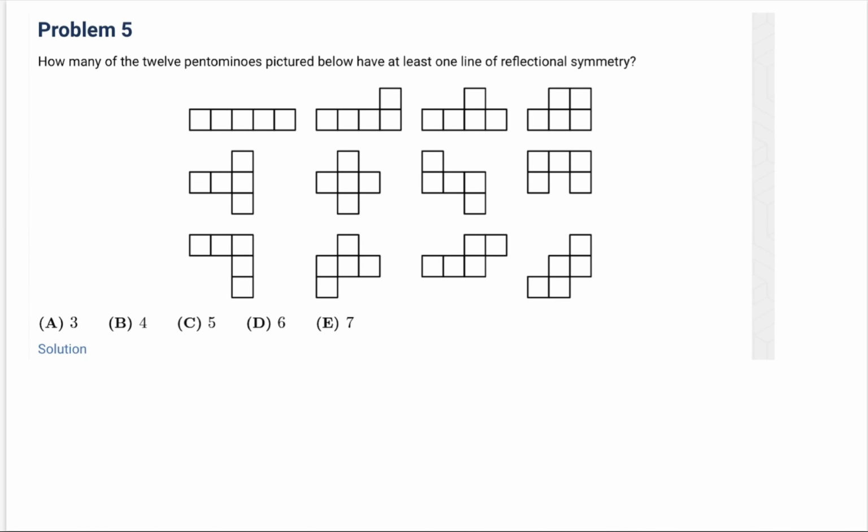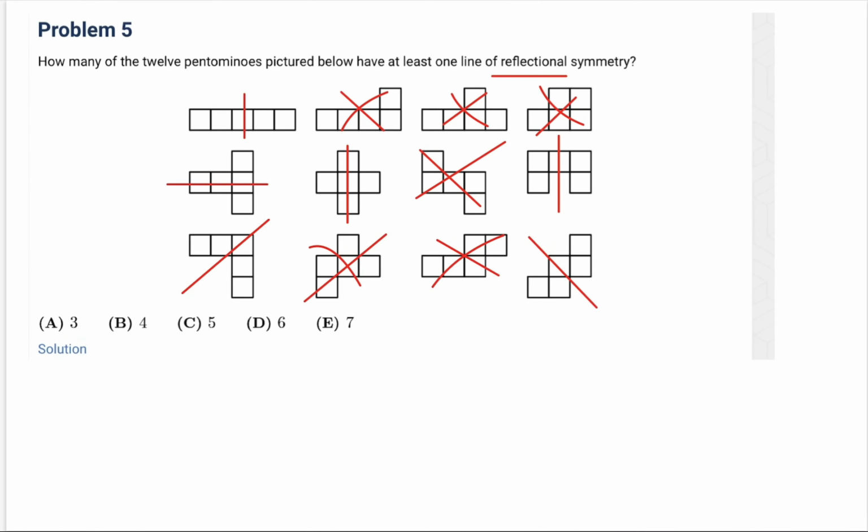Problem number 5: how many of the 12 pentagons pictured below have at least one line of reflectional symmetry? This one has a line here. This one does not. This one does not. This one also does not. This one has one here. This one has one here. This one has rotational symmetry but not reflectional symmetry, so this is also wrong. This has one here. This has one here. This does not. This does not, and this has one here.